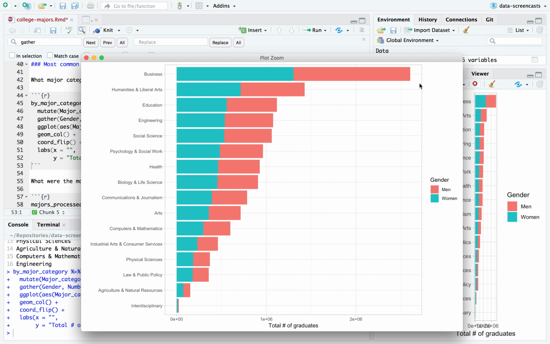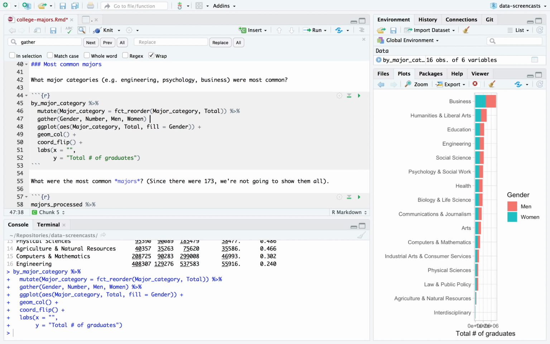All right, so this might be the graph that I would show. Something's up. They really all look like they're all 50-50. I missed something.